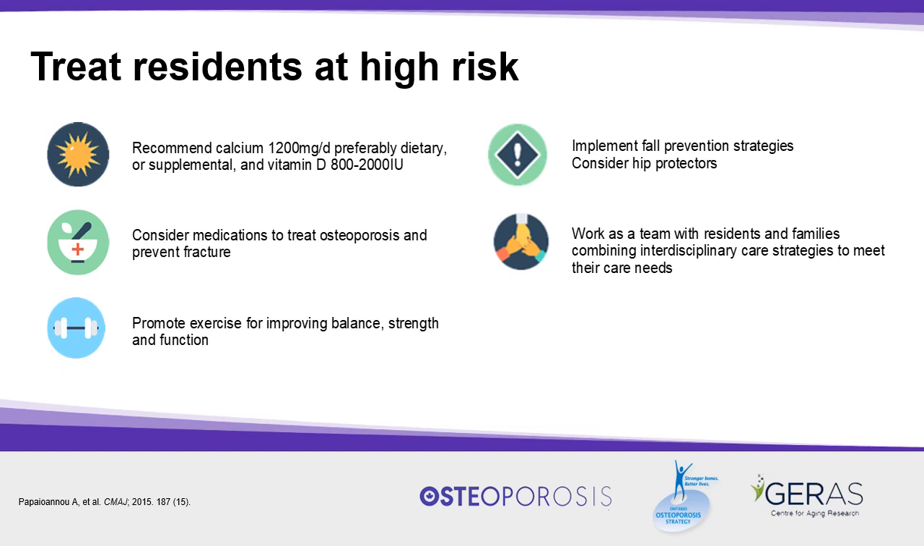Treating residents at high risk. What are the best practices? Recommend calcium, 1,200 milligrams per day, preferably through diet or with a supplement, and vitamin D, 800 to 2,000 international units. Residents in long-term care are often very vitamin D deficient. Consider medications to treat osteoporosis in those who are high risk to prevent fracture if the resident has greater than a 1-year lifespan. Also consider deprescribing of medications that can increase risk of falling.